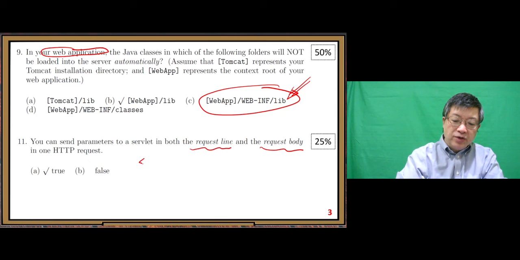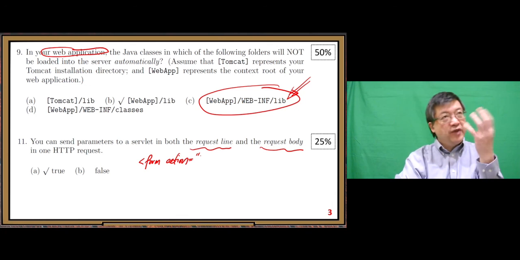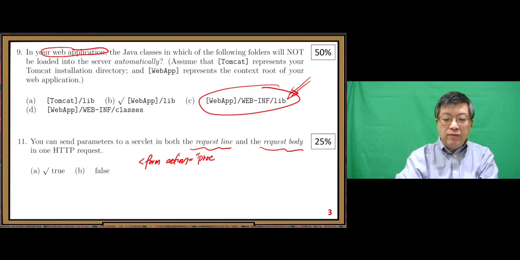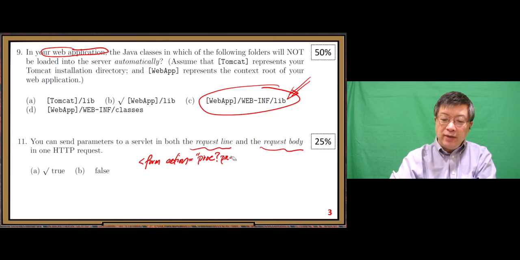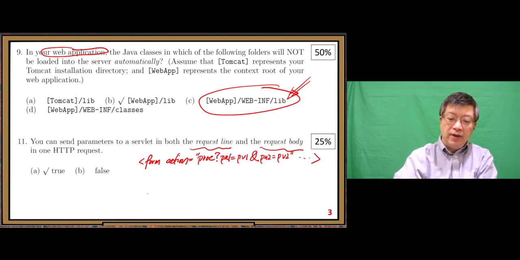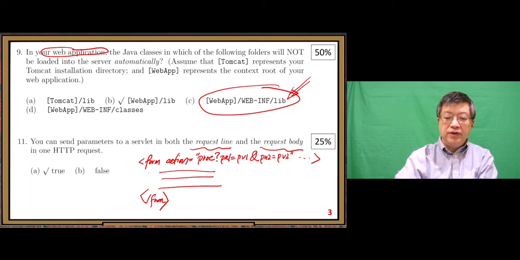All right. Suppose we have a form, right? Action. In action, we specify a URL. I still use data processing to represent the URL. After that, question mark. Then parameter name 1 equals parameter value 1, ampersand. Let me write it this way: pn1 equals pv1 ampersand pn2 equals pv2, double quotes. All right, remaining, form. Then inside, you have your data, submit.